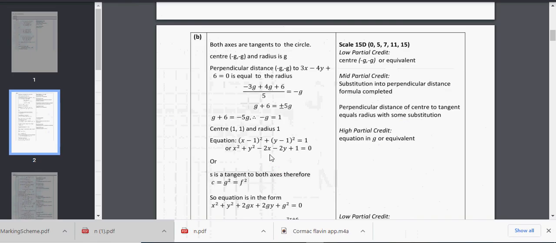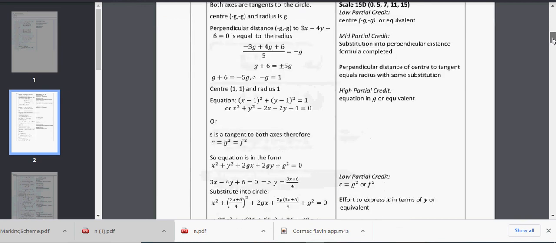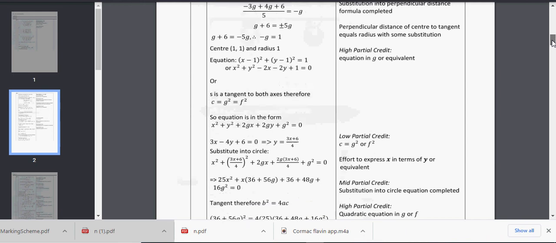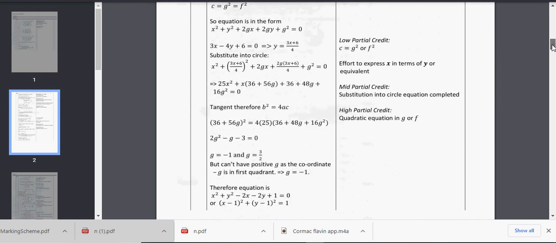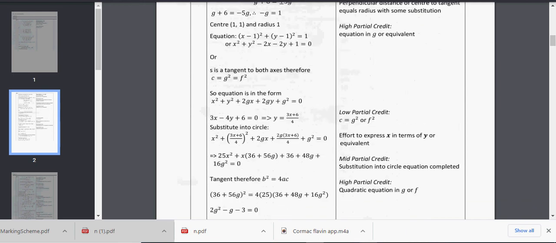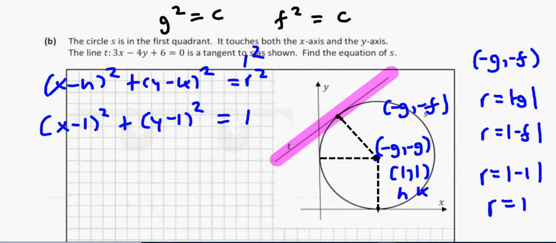Once again, always check your work. See the r, it can be either of these two answers, so both of them are allowed. No big deal. And there's c equals g squared equals f squared. There's another way of doing it where you go through the whole g minus f business, but man, does that look difficult, so I wasn't touching that. Okay, let's move on.